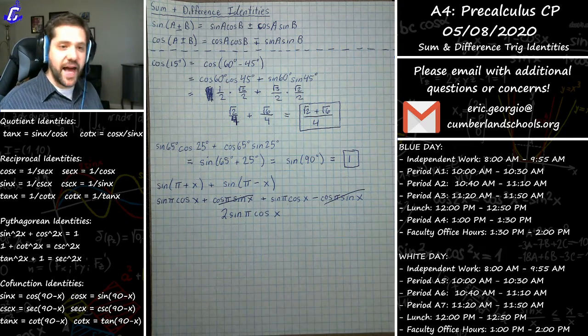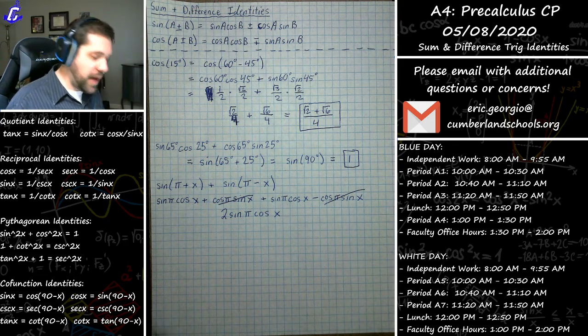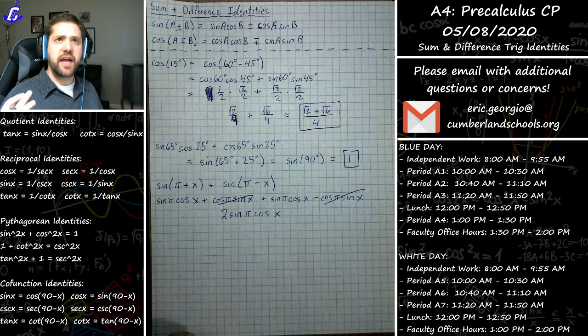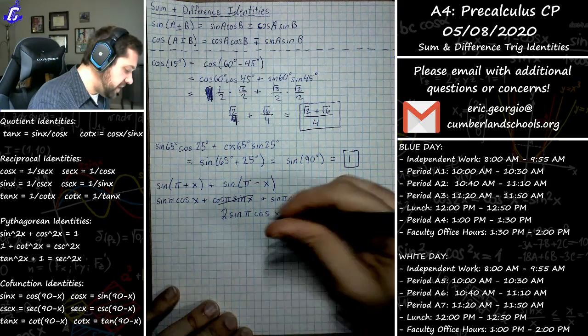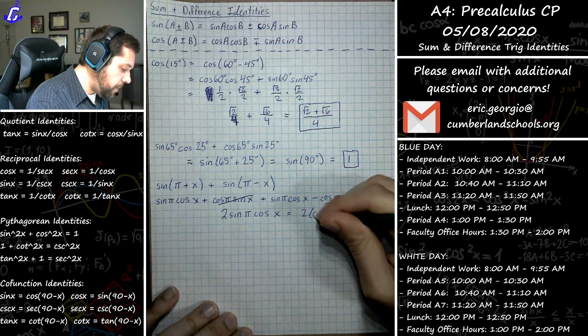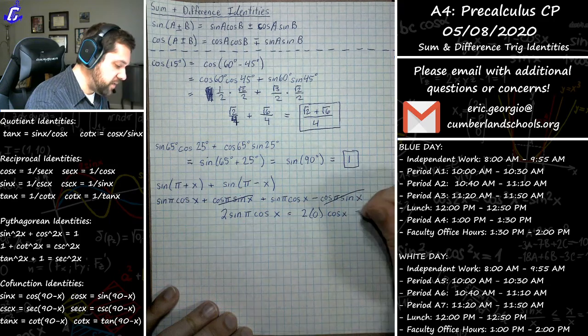And what is the sine of pi? Well, pi is 180 degrees, and the sine of pi is 0. So this is going to become 2 times 0 times the cosine of x, which is, of course, 0.